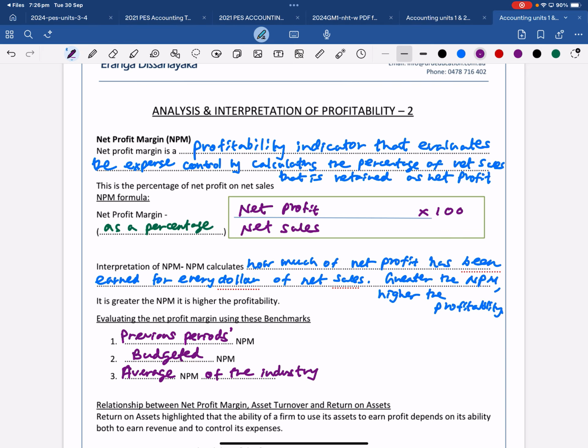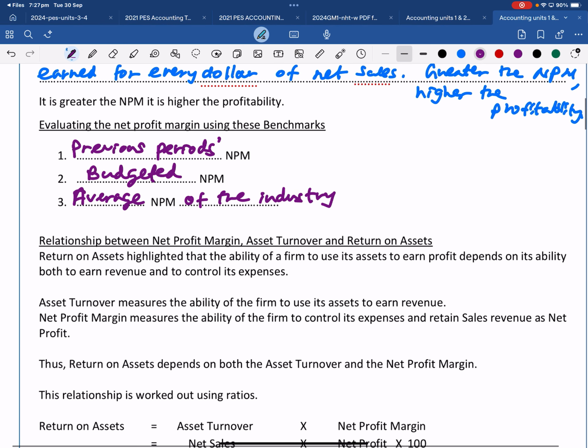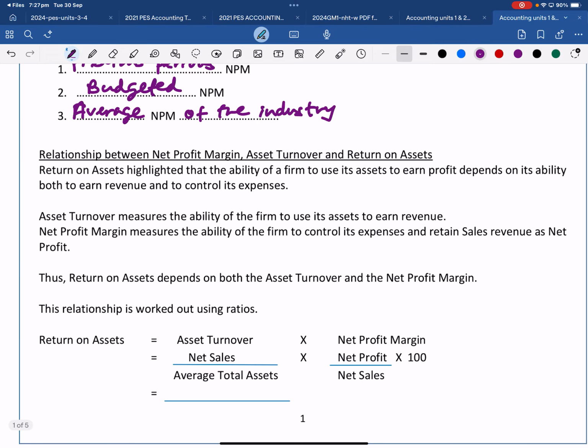Done. I think guys, up to this one we have done, yes? And this part we haven't done. What is it? Relationship between net profit margin, asset turnover and the ROA. Relationship between these three ratios.